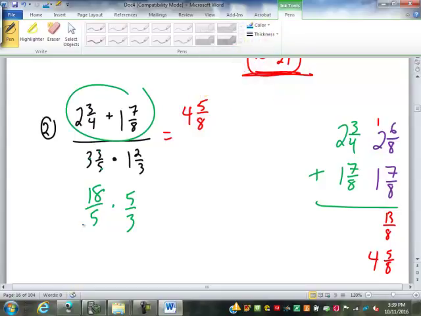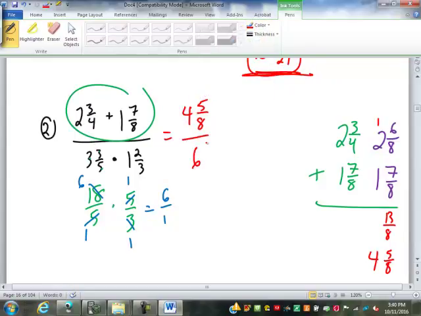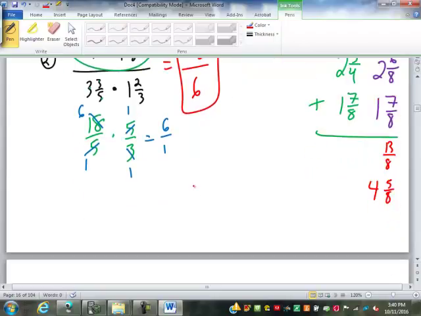We can do some cross canceling here. The 5's cross cancel, give me 1 and 1. 18 and 3 can both be divided by 3 to give me 6 and 1. So 6 times 1 is 6, 1 times 1 is 1. The whole bottom is just 6. So now this is still division. It's 4 5/8 divided by 6.